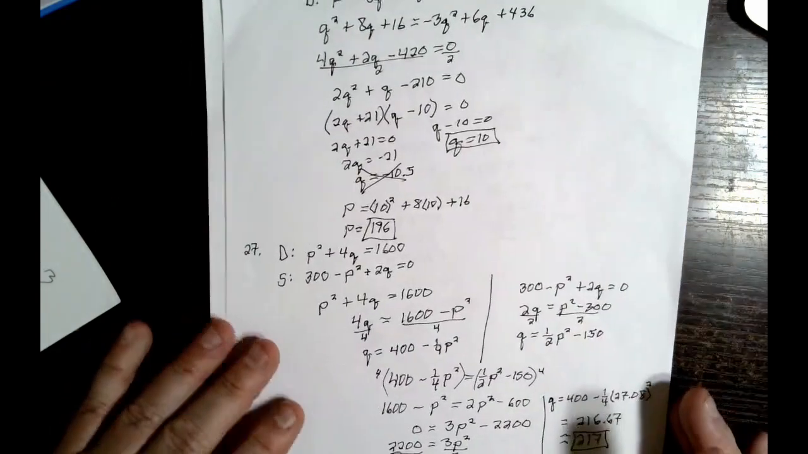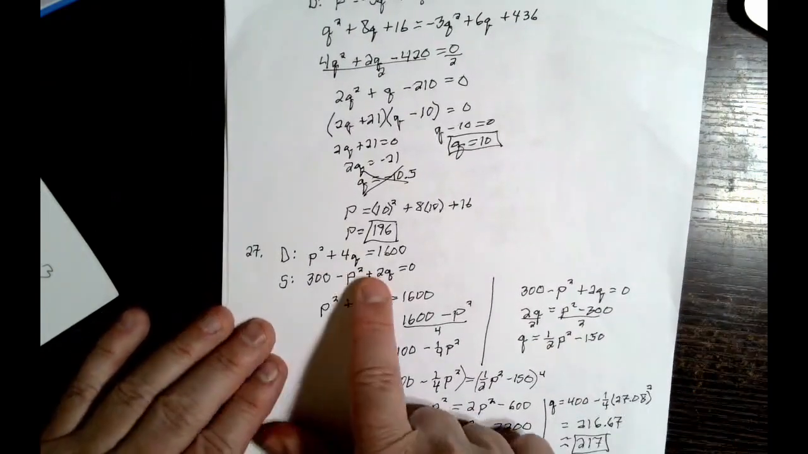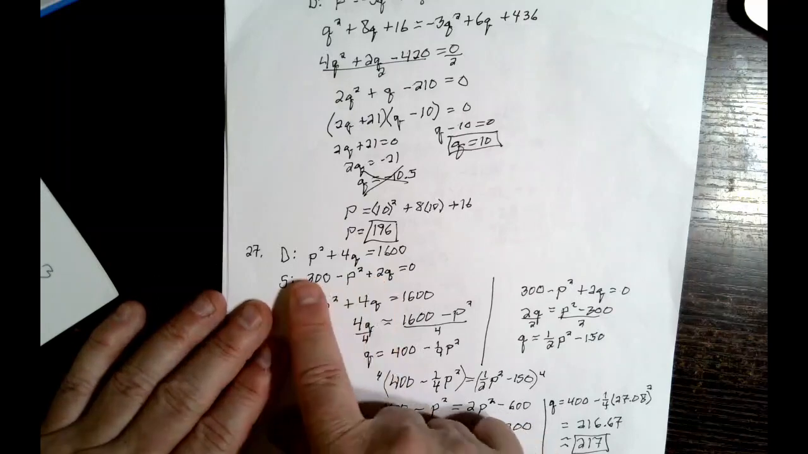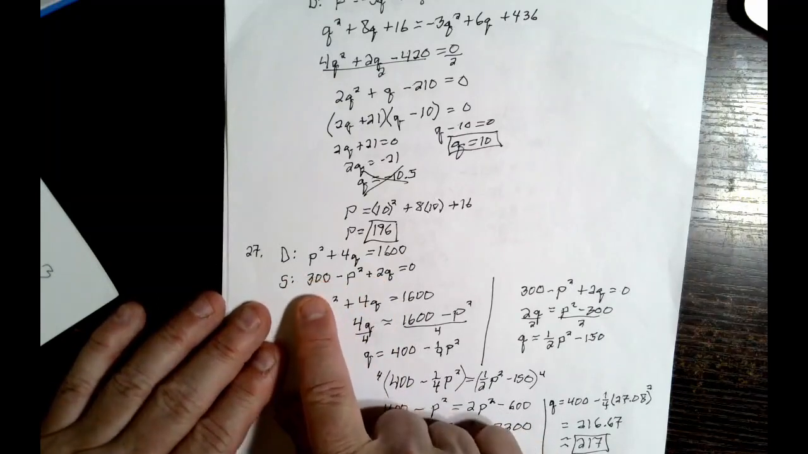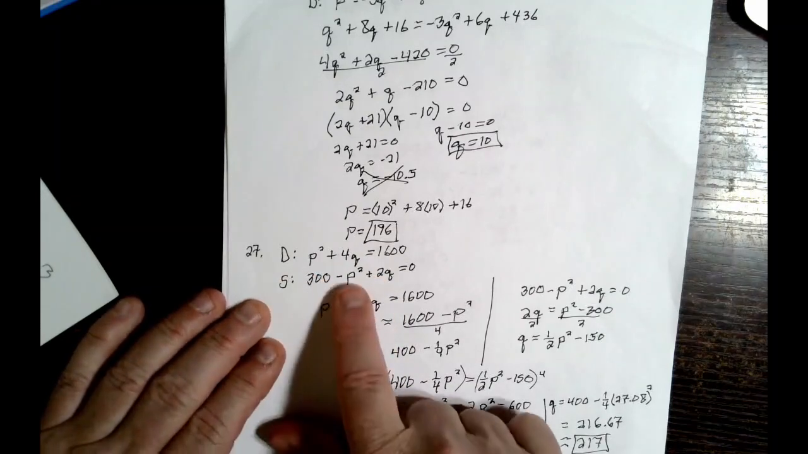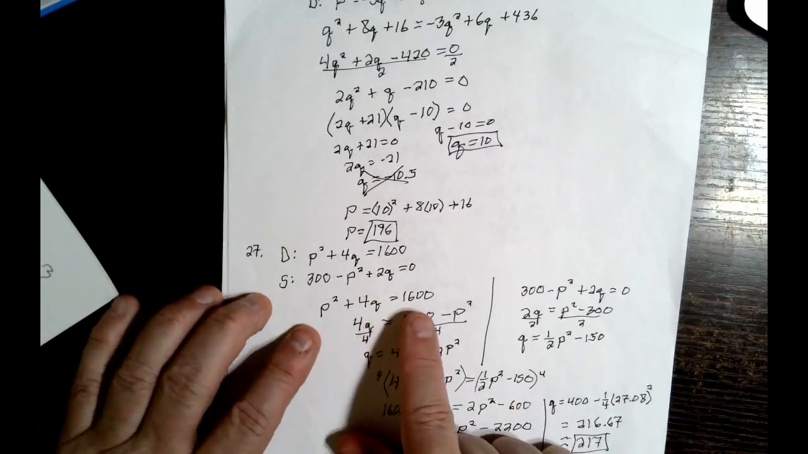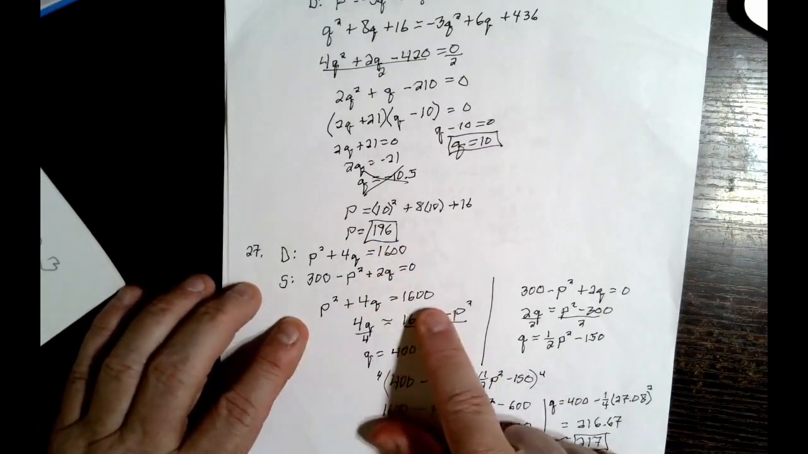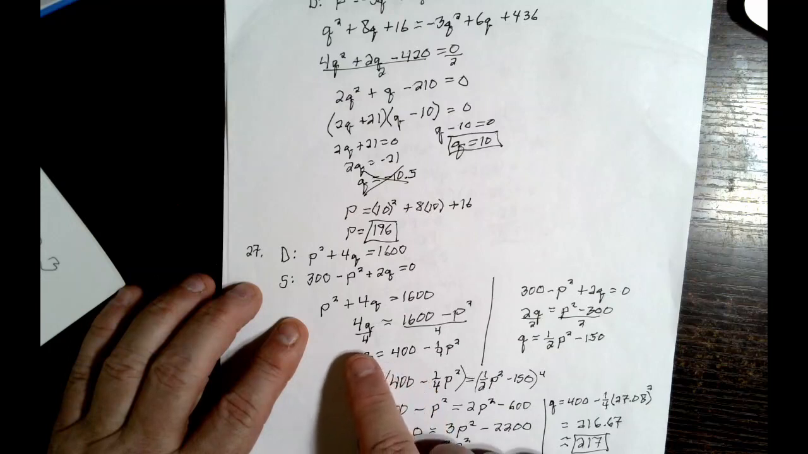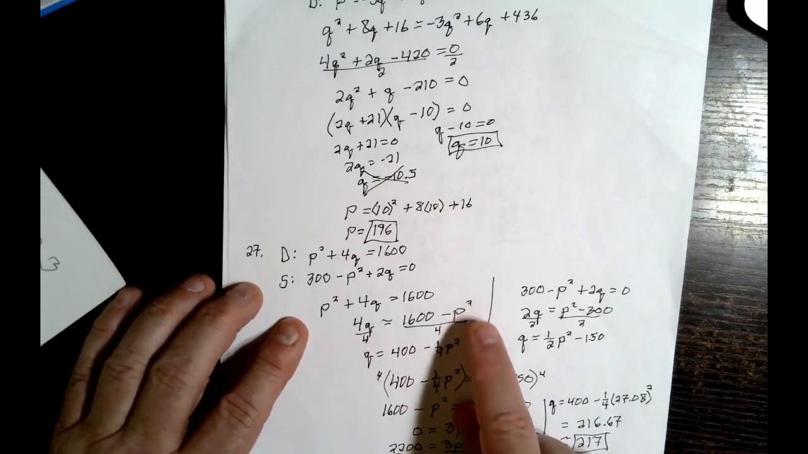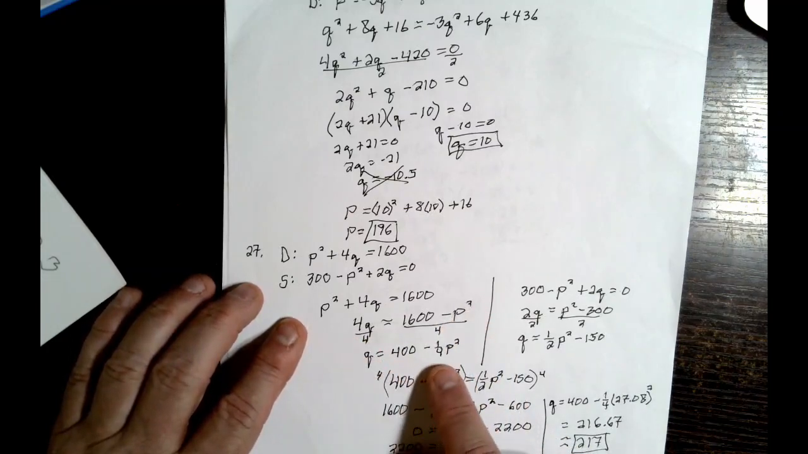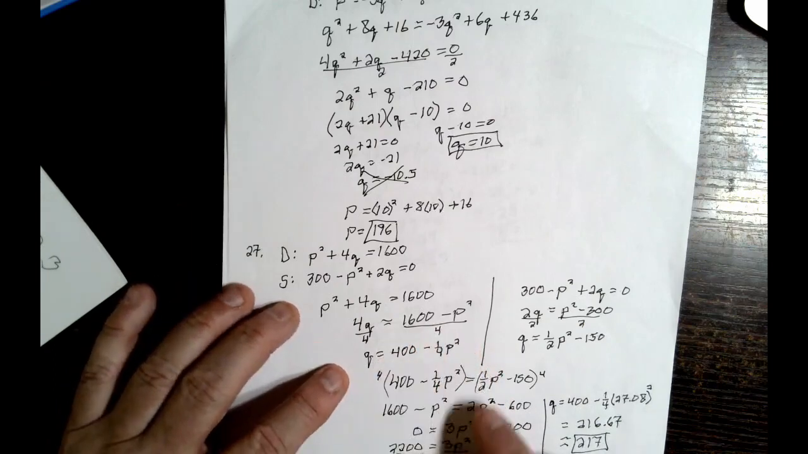And they do the same thing here with D. D is harder, or 27 is harder because you got all these P squareds in there. So I solved each one for Q. So I take the first one, demand, and I bring the p squared to the right, then I divide by 4, and I get q equals this guy.